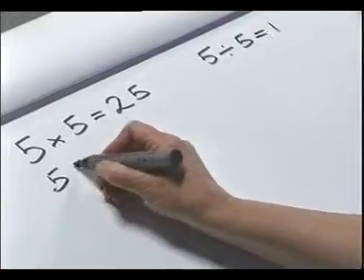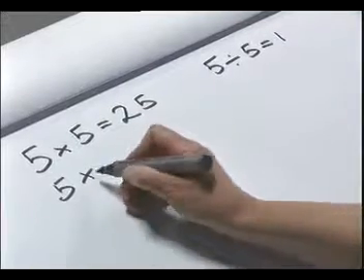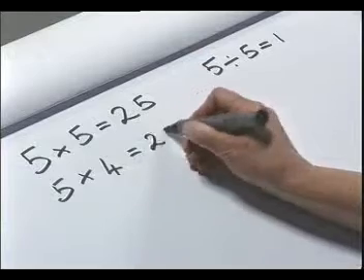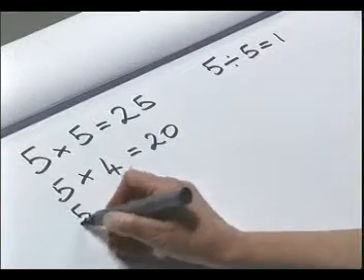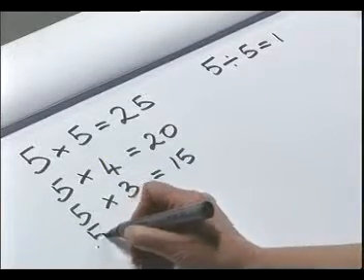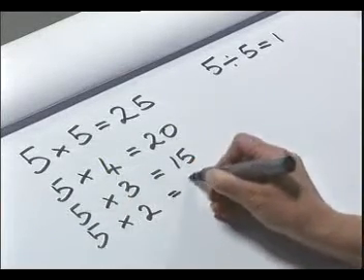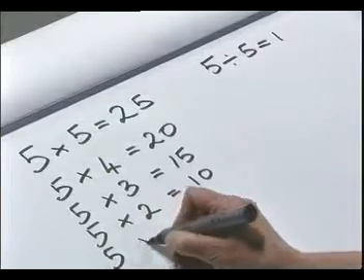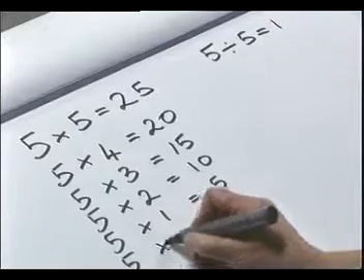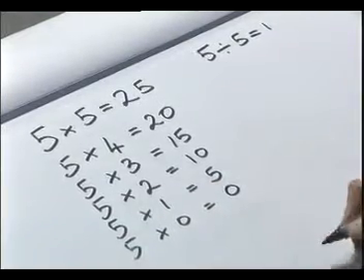And we'll see if we can get a rule coming out from the pattern in the calculations. For the next calculation here, I'll say this is 5 times by 4. And we know that is 20. 5 times by 3 is 15. 5 times 2 is 10. 5 times 1 is 5. And 5 times 0 is 0.